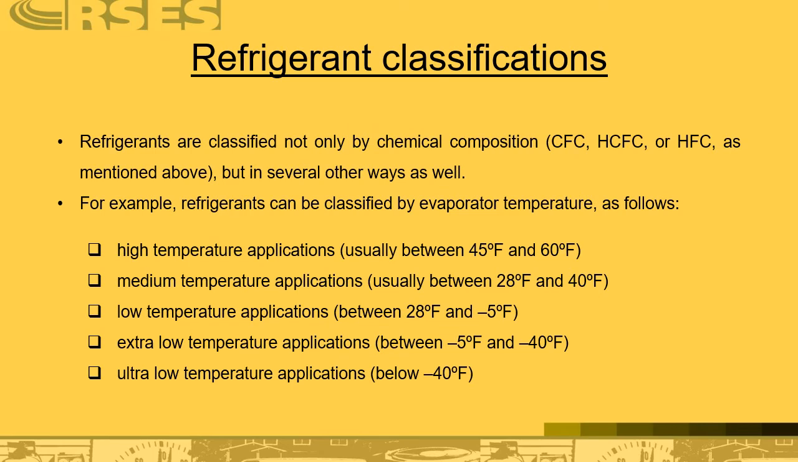Refrigerant classifications. Refrigerants are classified not only by their chemical composition, CFC, HCFC, or HFC as mentioned above, but in several other ways as well. For example, refrigerants can be classified by the evaporator temperature as follows. High temperature applications, usually between 45 and 60 degrees Fahrenheit. Medium temperature applications, usually between 28 and 40 degrees. Low temperature applications, between 28 and -5 degrees. Ultra low temperature applications, between -5 and -40, or ultra low temperatures below -40 degrees Fahrenheit.